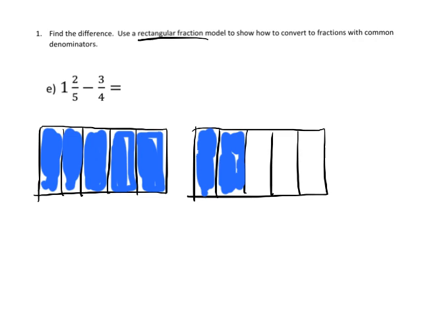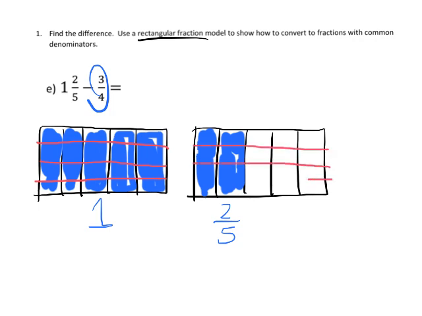So there is our 1 whole and 2/5. Now, because we're going to subtract 3/4, that means we need to cut, going horizontally, we're going to cut it into fourths. So 1, 2, 3, 4. And then 1, 2, 3, 4. And 3/4 is this much right here.